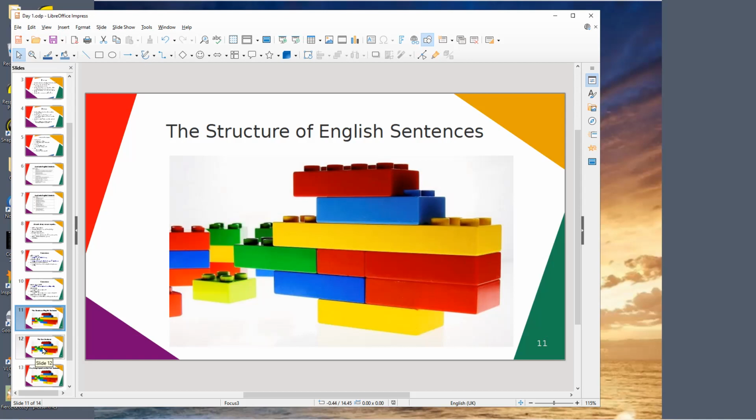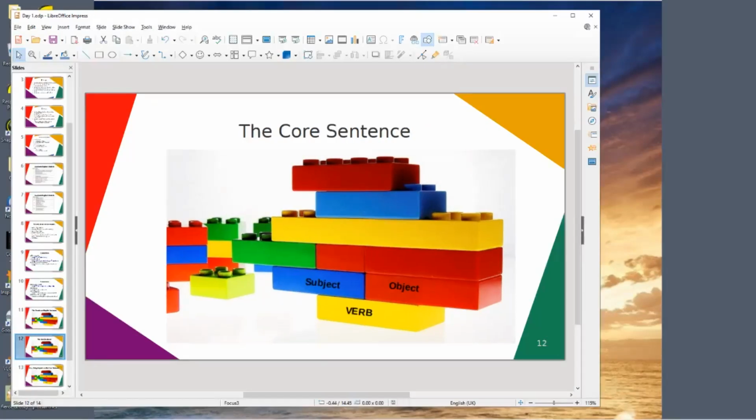If you are building your vocabulary from the beginning, you need to know where to put the words, how to put the words together that you've got. And this is where we're going to be focusing on the core sentence. Now, what do you see?